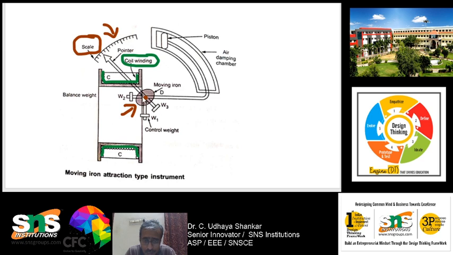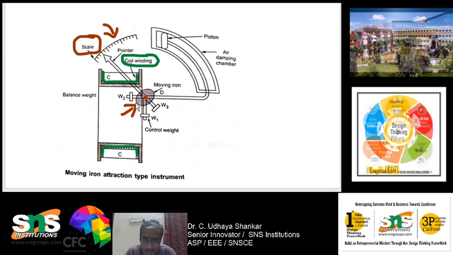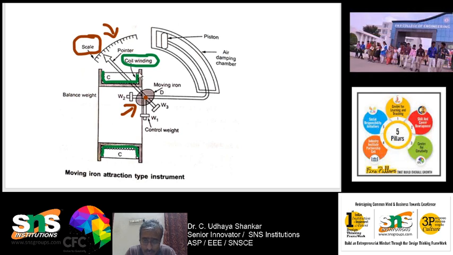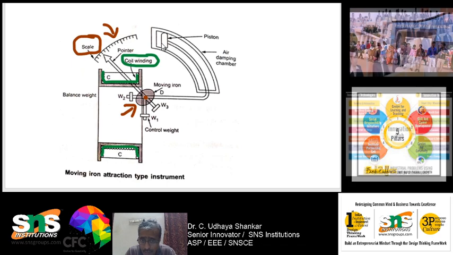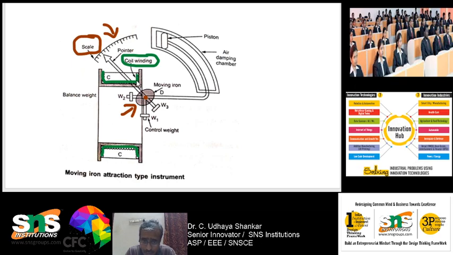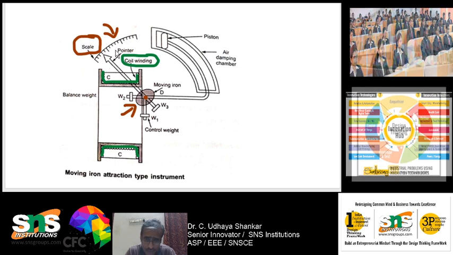will produce a deflecting torque, because the iron will be attracted. When the current magnitude is very high, the attraction of the moving iron will be very high, and because of which the pointer will move to a larger value. If the current in the coil is very less, then the moving iron will be attracted only slightly, and because of which the pointer deflection will be of less value.